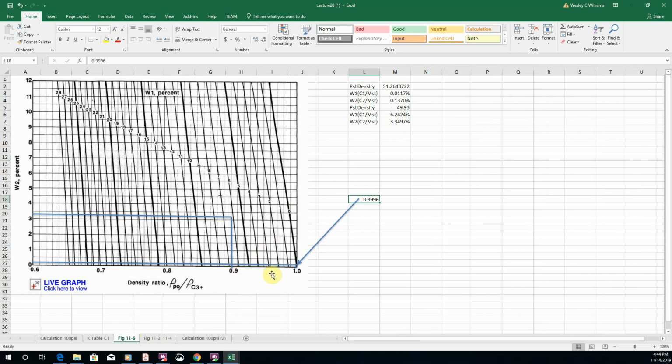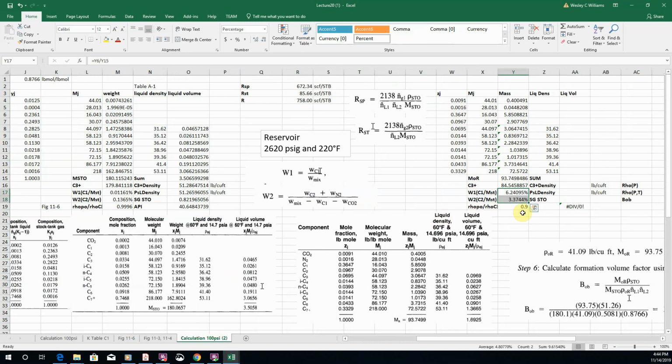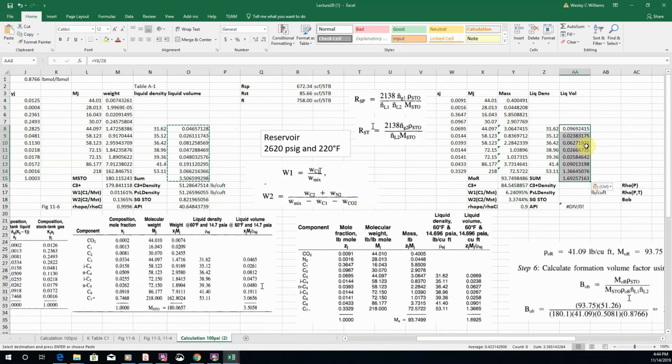You would come here, look up, and you'll find a value. Here's the 6-point line, here's the 3.3 something line, and you'll get about 0.9 as that density ratio. At least that's what he's got in the book. So we would hand enter that 0.9, and we're going to use that over here. We've got to calculate our liquid volumes again, and the sum of that. So I can copy this, paste it over here.